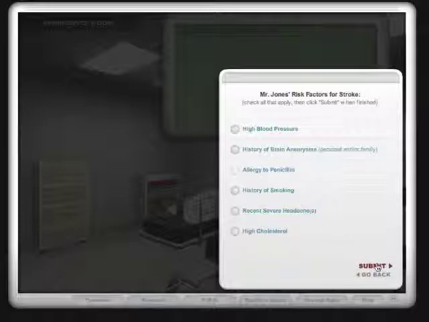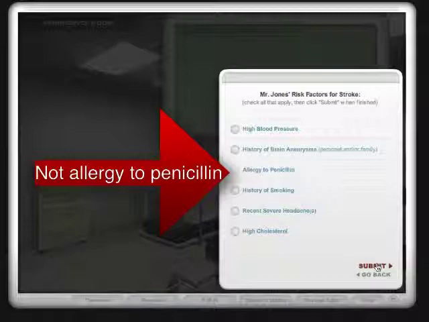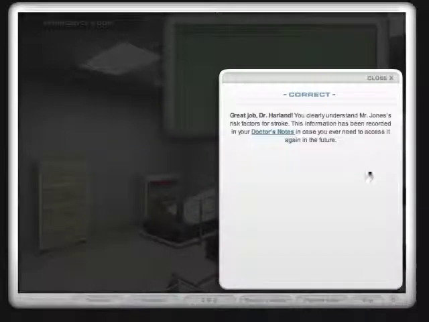Students are asked which are considered risk factors for stroke. All of the answers should be selected except allergy to penicillin. While the patient, Mr. Jones, does have this allergy, it is not a risk factor for stroke.